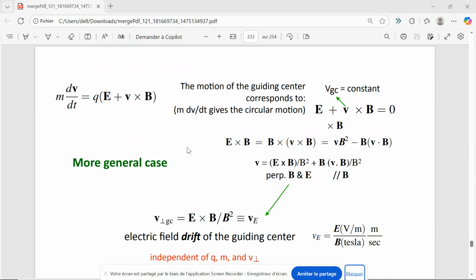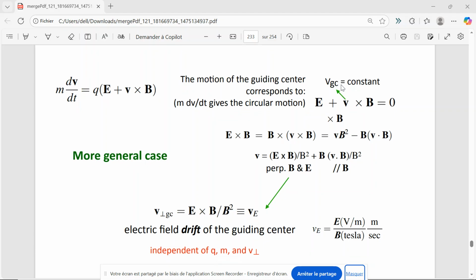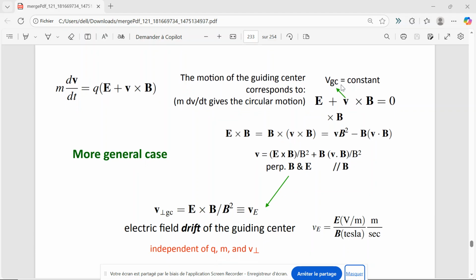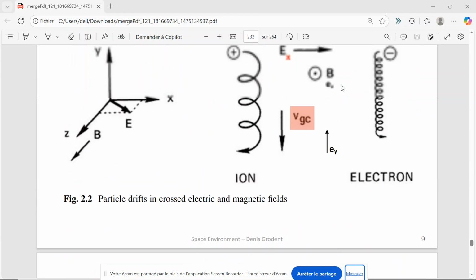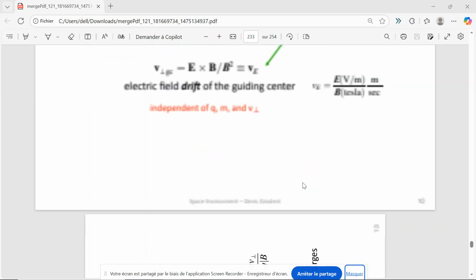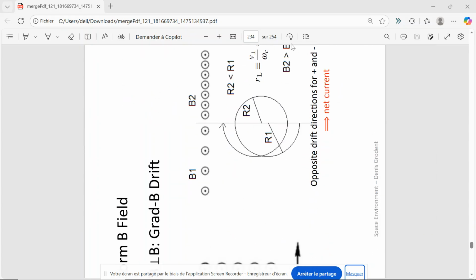In the more general case, the motion of the guiding center corresponds to the E cross B drift. It gives the circular motion. So a perpendicular electric field and magnetic field is completely logical. We have an electric field that drifts the guiding center in a direction which is not parallel to the magnetic field, but the perpendicular direction. So what do we see right here?